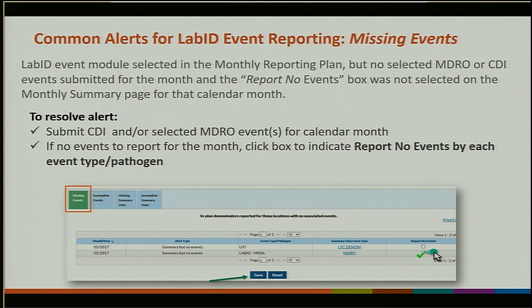So what I would do in this case is I would go back to this month and year, and hopefully you don't have to go back this far, and I would just verify we did not have any MRSA for that month. And then I would simply put a check mark in the report no events, and I'm done for that. Same thing for the UTI. If I did not have any UTIs for that month, I just put a check mark there and save, and those 2 alerts are resolved.